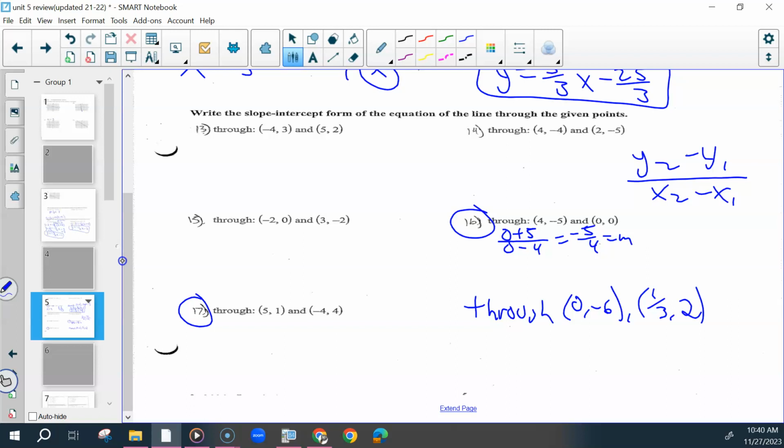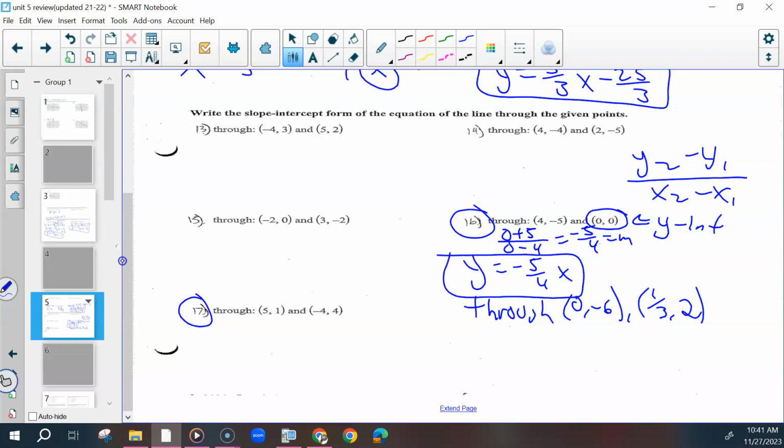We could do the work for this one, but we are given a y-intercept. So then we would just write our equation, y equals negative 5/4 x plus 0. Don't need the plus 0. Questions on that one or anyone we've done so far?